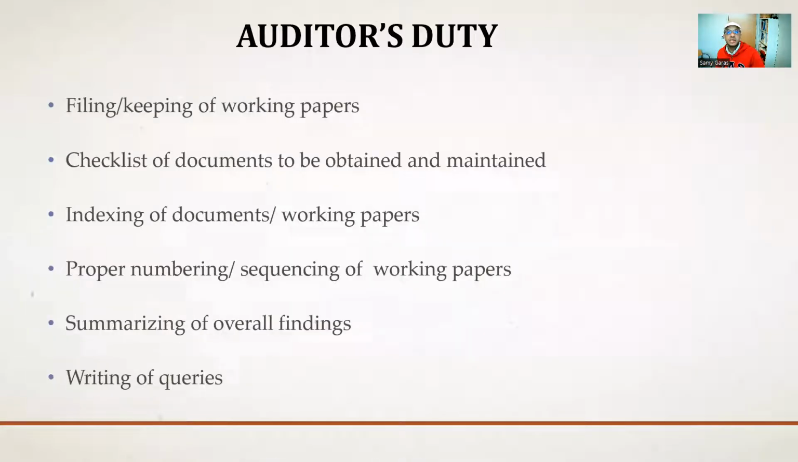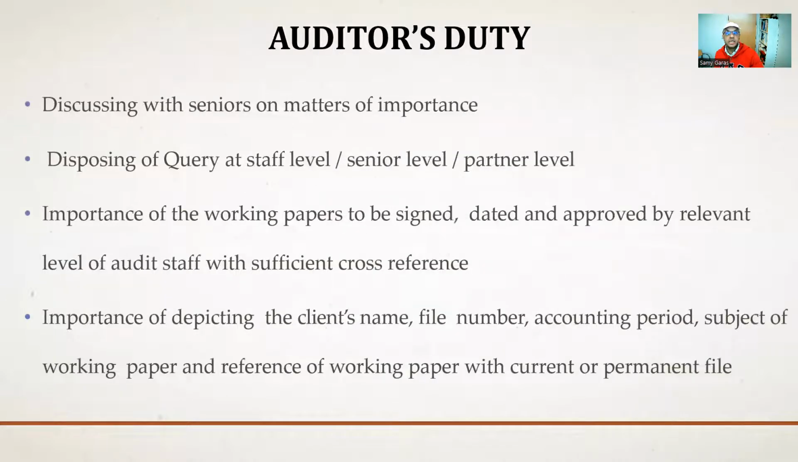So we try to make some marks and symbols here to reference the information between the different accounts and the financial statements. The last point in the audit documentation is the responsibility or the duty of the auditor. He has to file and keep the working papers, as I said, for 5 years for private companies, 7 years for public companies. Make a checklist of all the documents to be obtained and maintained, index the documents and the working papers, make serial numbering and a good numbering system for the working papers, and summarize the findings and write queries.